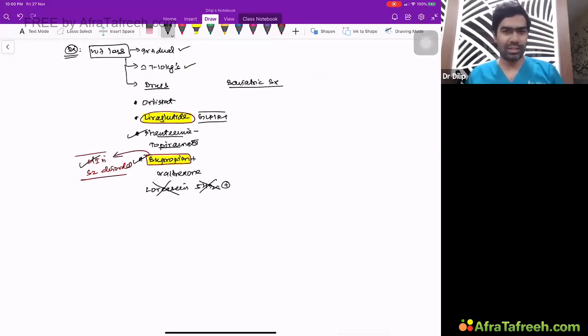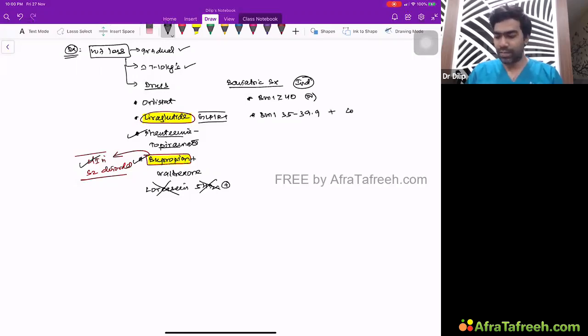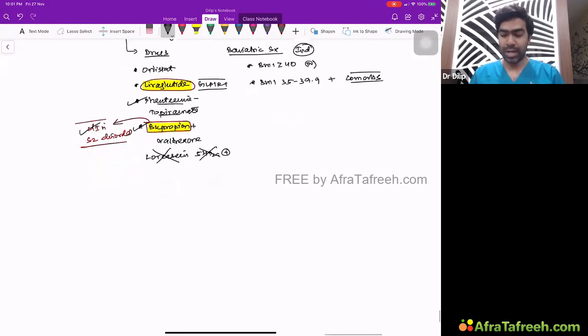As far as bariatric surgery is concerned, the typical indication is BMI more than 40, also referred to as morbid obesity. Or if the patient has a BMI in the range of 35 to 39.9, also referred to as moderate obesity, plus associated comorbidities like type 2 diabetes mellitus or hypertension or problems due to obesity like non-alcoholic fatty liver disease. In these situations, you can go for bariatric surgery. These are the 2 indications. Comorbidity means diabetes, hypertension, or non-alcoholic steatohepatitis.